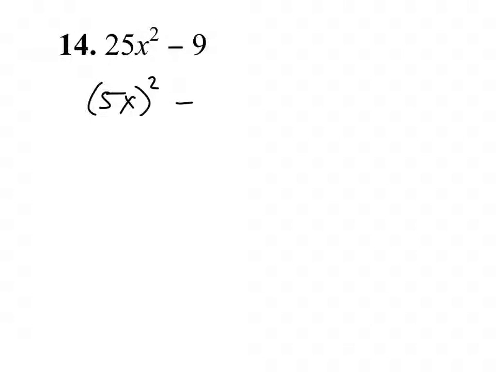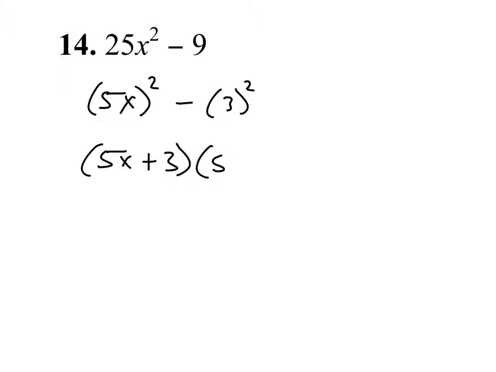Minus, then how do I rewrite the 9? 3 squared. Since there's only one thing, you can just say 3 squared. So the a in the pattern is 5x, and the b is 3. It's going to be a plus b times a minus b. That's your answer.